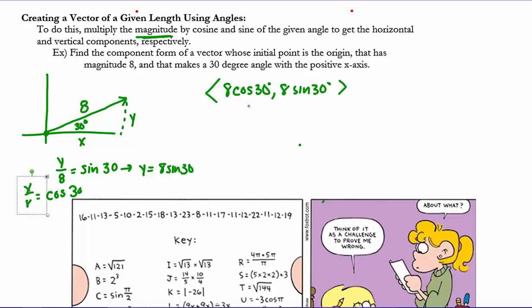And the cosine of 30 is root 3 over 2, so this is going to be 4 root 3. And the sine of 30 is a half, so that's going to be 4. And yeah, there you go.